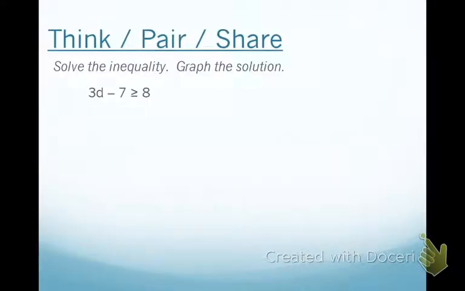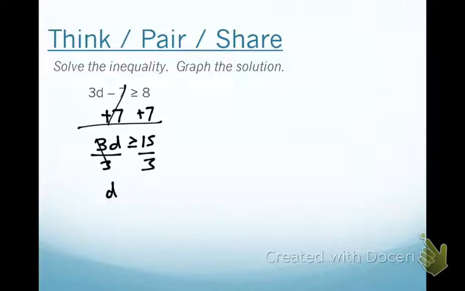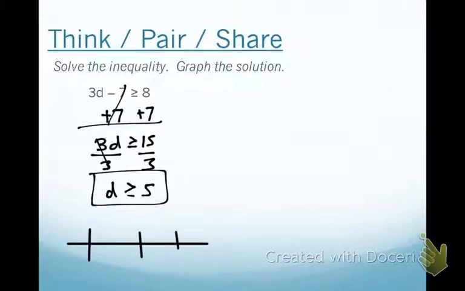How do we get rid of minus 7? We add 7. How do I get rid of multiply by 3? You divide by 3. What's the answer? 5. Y'all really just said 15. All right, guys. What number goes in the middle? 5. To the left? 4. To the right? 6. Open or closed circle? Closed. Which direction does it go? Right.